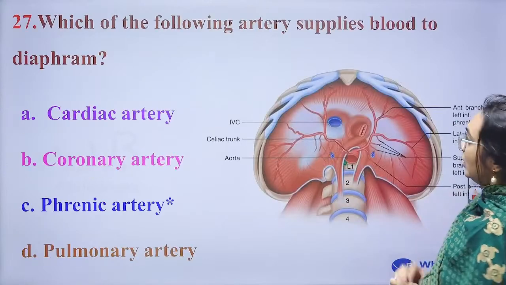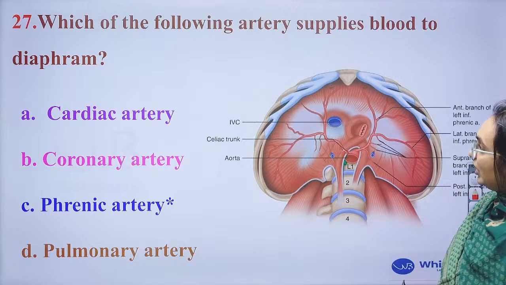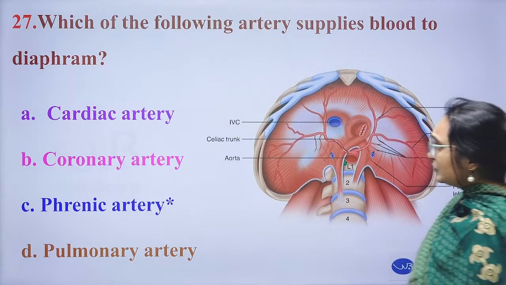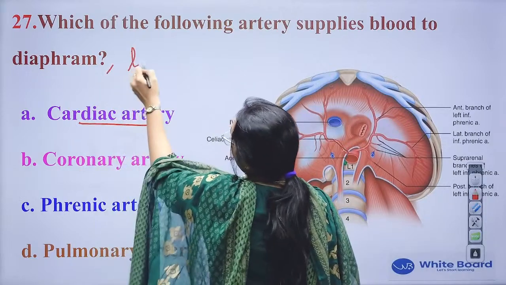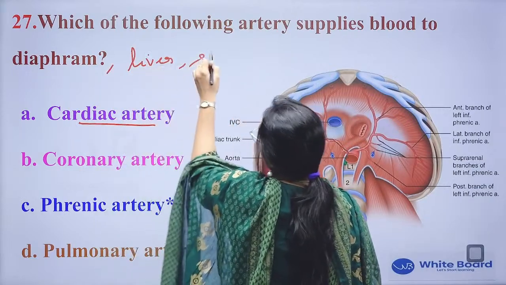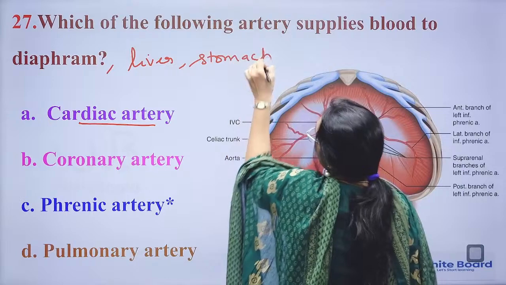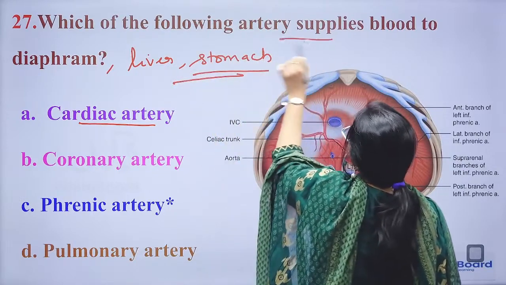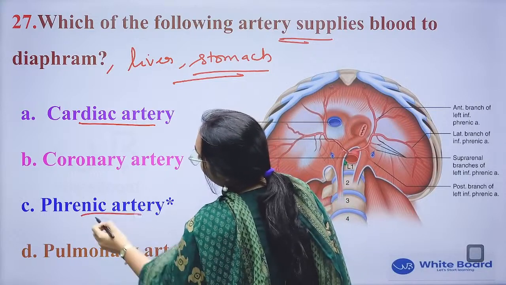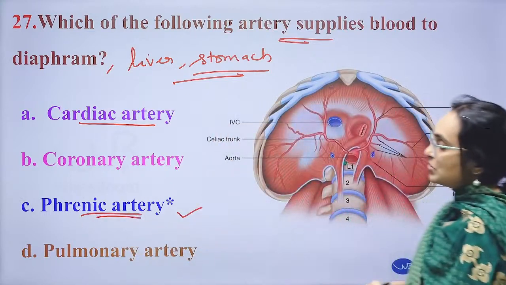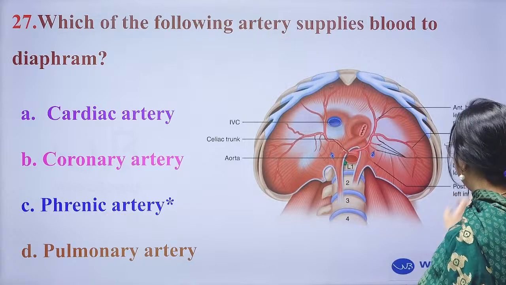Next, which of the following arteries supplies blood to the diaphragm? Phrenic artery, not cardiac artery, supplies the diaphragm, liver, stomach, all these organs. Okay, the artery that supplies blood to the diaphragm, liver and stomach is the phrenic artery. So 27 answer is C.